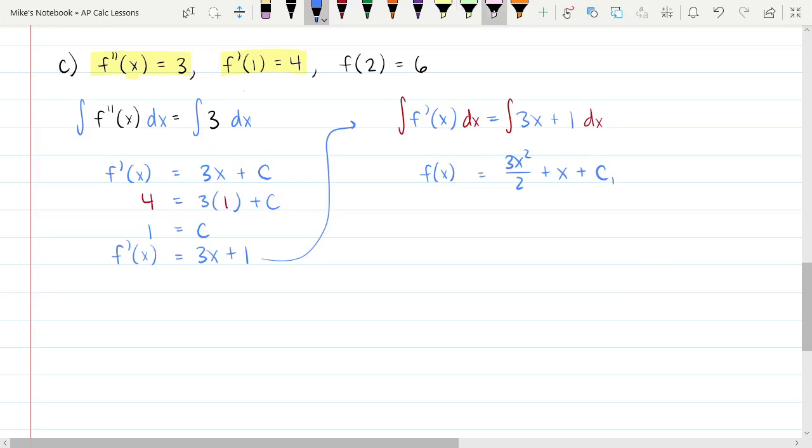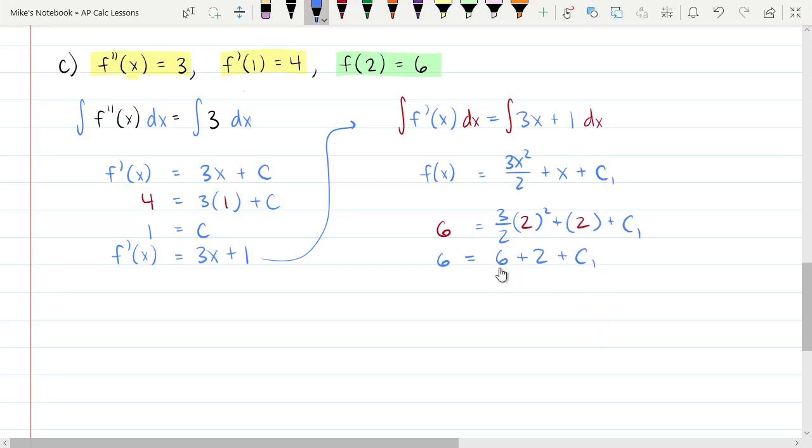All right, so now we can use our other initial condition. That tells us that when x is 2, f is 6. So I know that f is going to be 6 when we replace the x's with a 2. And now let's go ahead and simplify that. So I've got 6 equals, now 2 squared is 4, 3 halves times 4 will be 6, plus 2, plus c sub 1.